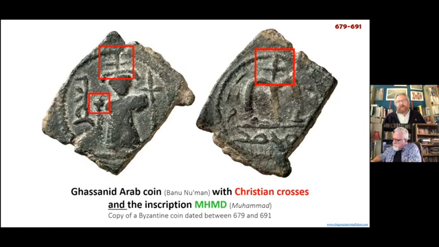So by an Arab tribe, the Ghassanids. It bears the name Banu Numan, according to, I think it's Clive Foss again. I should have put the reference here. But there is something very, very strange about this coin: this inscription, in Arabic, it's MHMD, Muhammad, on a Christian coin.